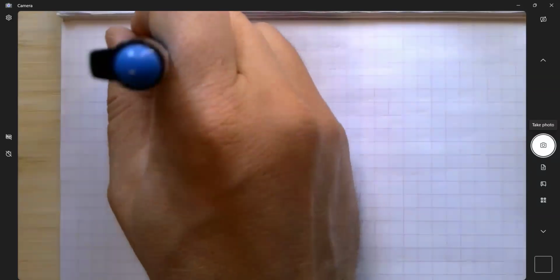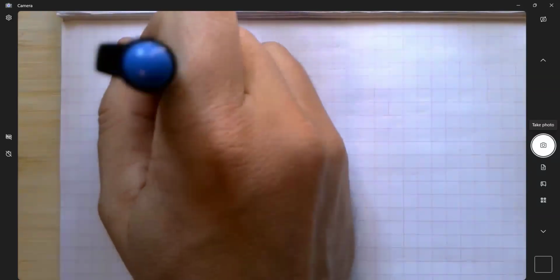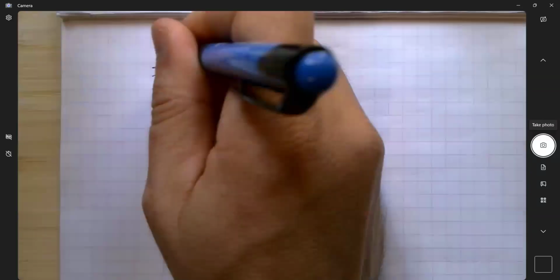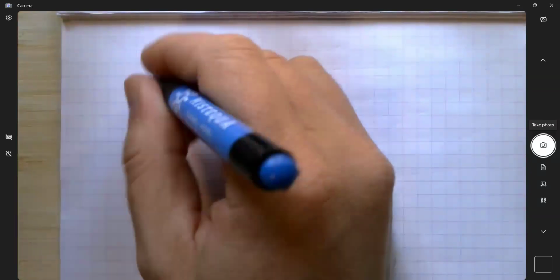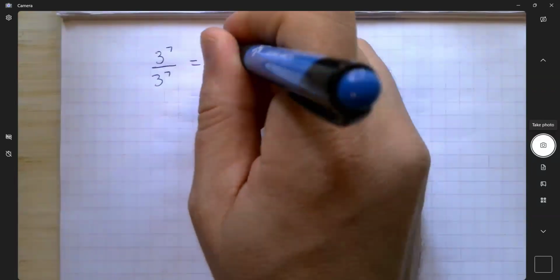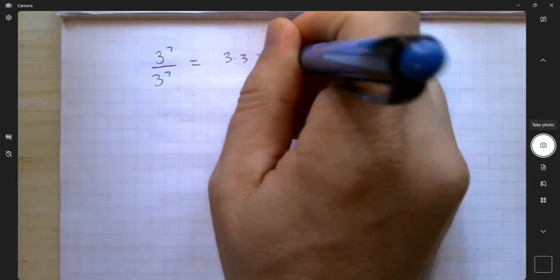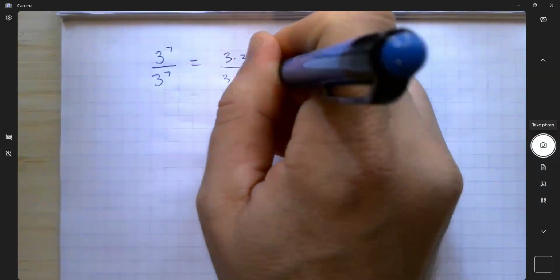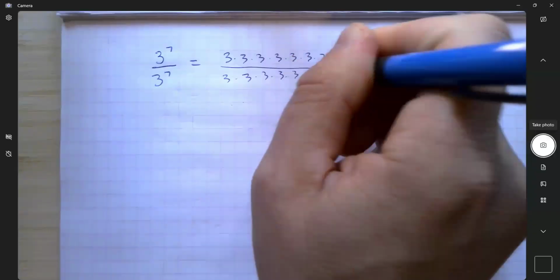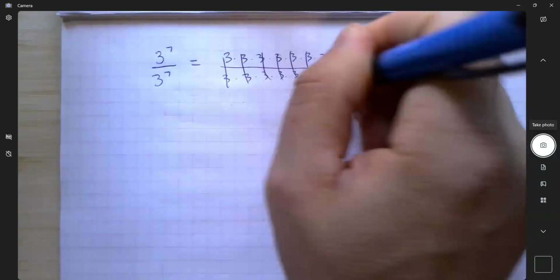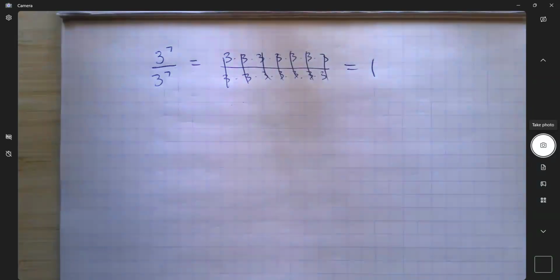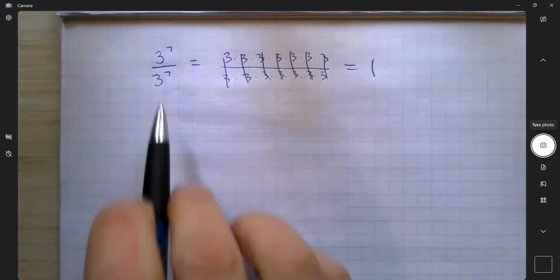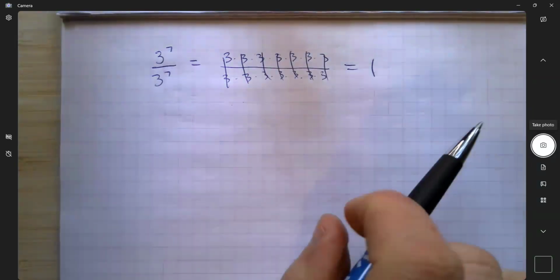Okay, let's get our next rule. Let's look at 3 to the 7th divided by 3 to the 7th. I'm going to do this in two ways. First, any number divided by itself is 1. And if I want to be really clear, I'll write out all my 3's, and then I cancel all of them and I get 1. 3 to the 7th divided by 3 to the 7th is 1.